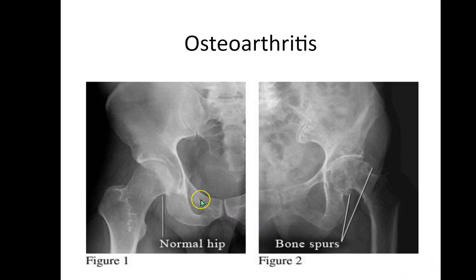So let's take a look at our x-ray. Here's a nice, normal, healthy hip, nice joint space. And then here is a hip with osteoarthritis. Look at how narrow this joint space is. And then you see these little hooks coming off the bone. That is characteristic of arthritis.